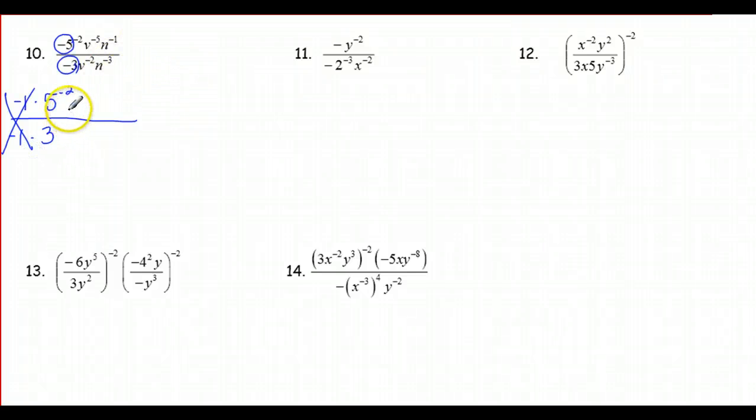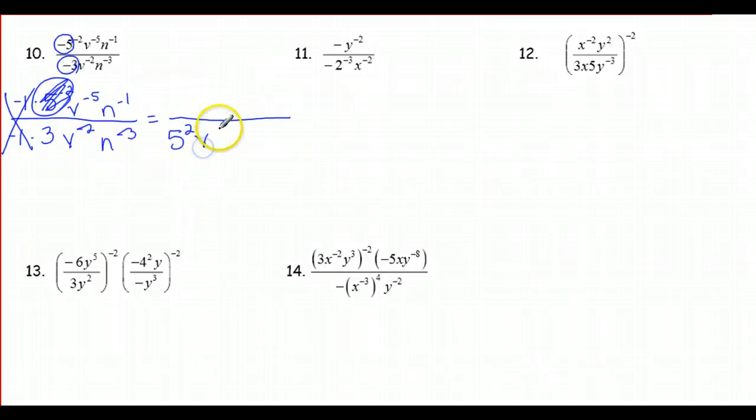Then I have my v to the negative 5th, n to the negative 1st, over v to the negative 2nd, n to the negative 3rd. Now I want to get rid of my negative exponents, so those that need to be in the numerator I'm going to move up, and those that need to be in the denominator I'm going to move down. So now I have, let's see, if I write out my fraction bar first, I know that my 5 to the negative second needs to be in the bottom. So I'm done with that.